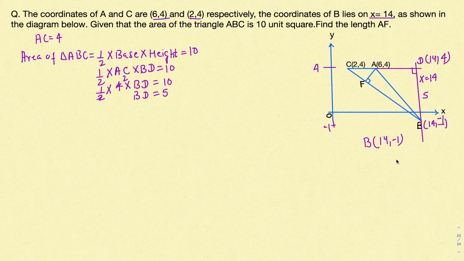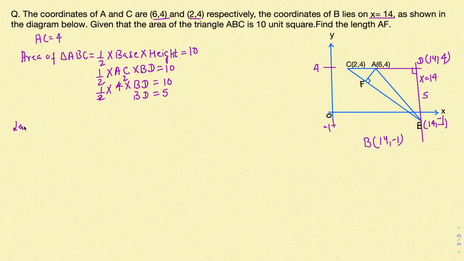Now we have the coordinates of B, and we also have the coordinates of C, so we can find the length of BC. Why do we need to find the length of BC? Because we are going to take BC as a base, so that we can take AF as the height of the triangle. So let's do that.